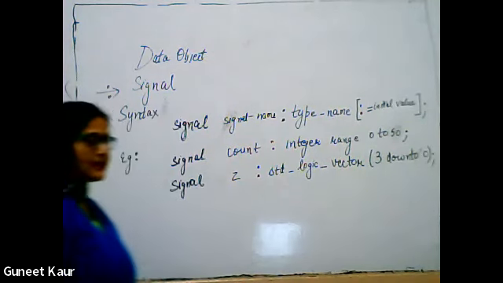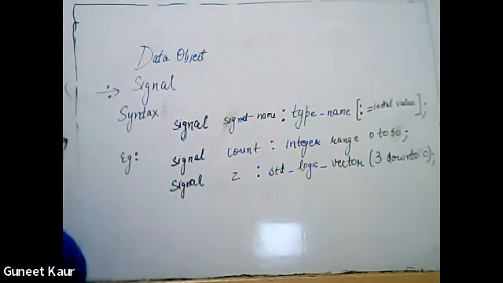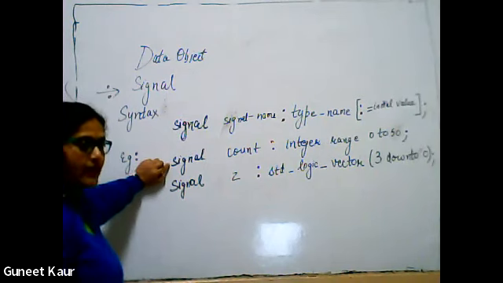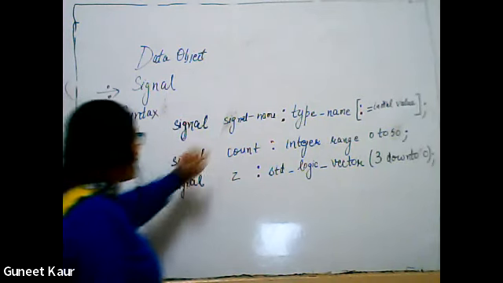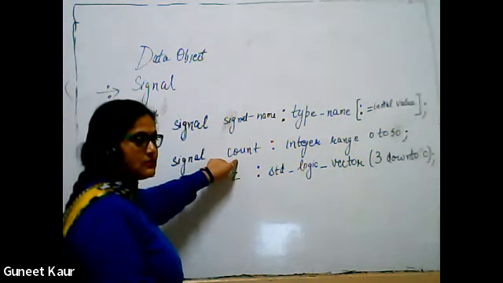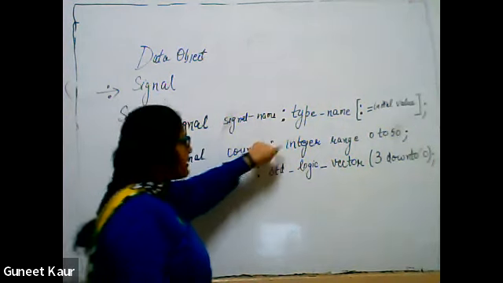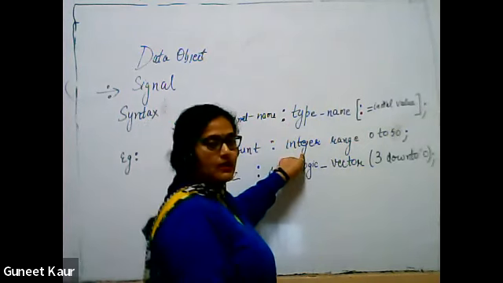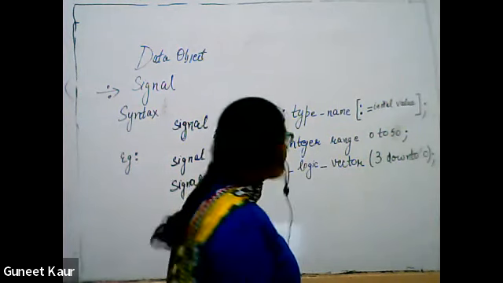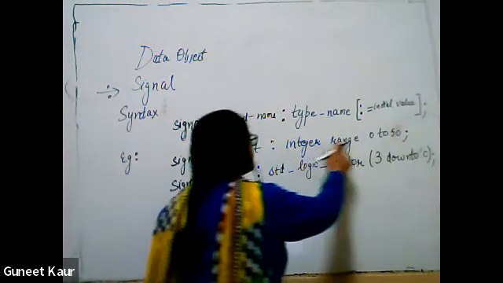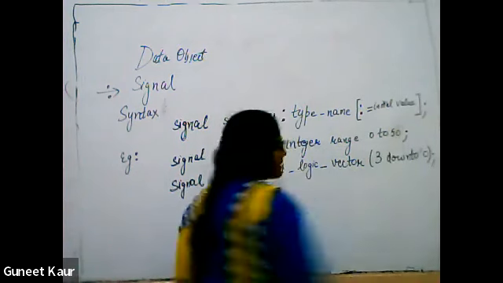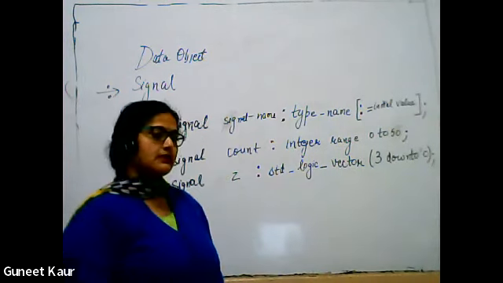Now the examples for the signal data object. I write the signal keyword first, then the signal name is count, colon, and the type name is integer, and for the range I have taken 0 to 50, ending with the semicolon.